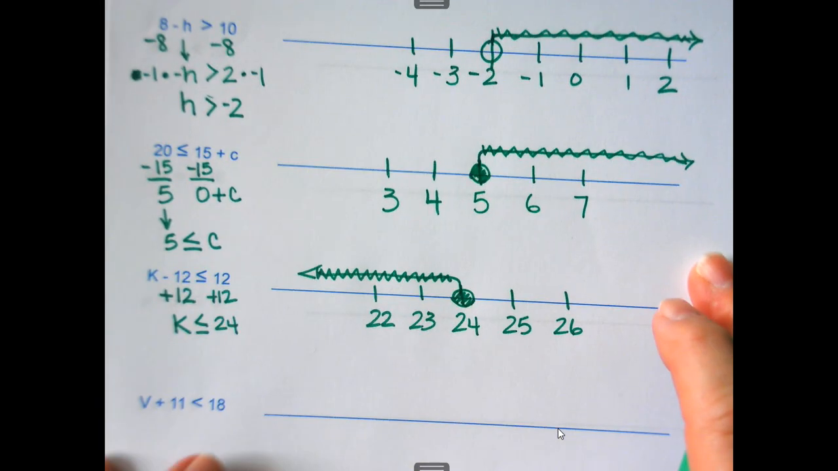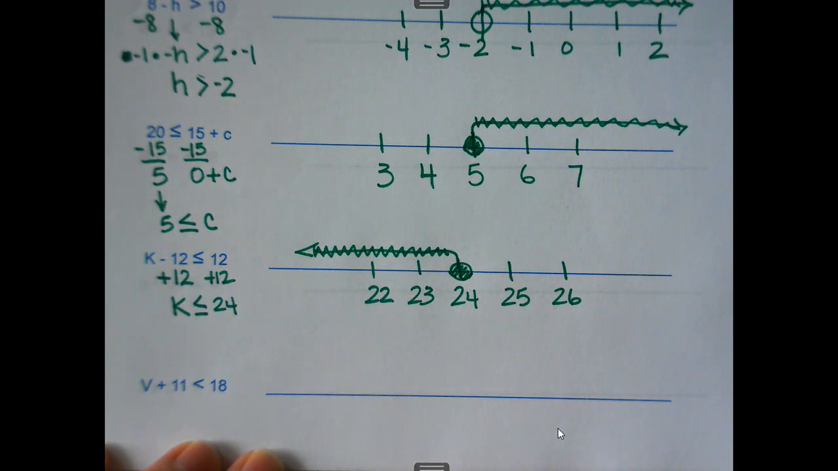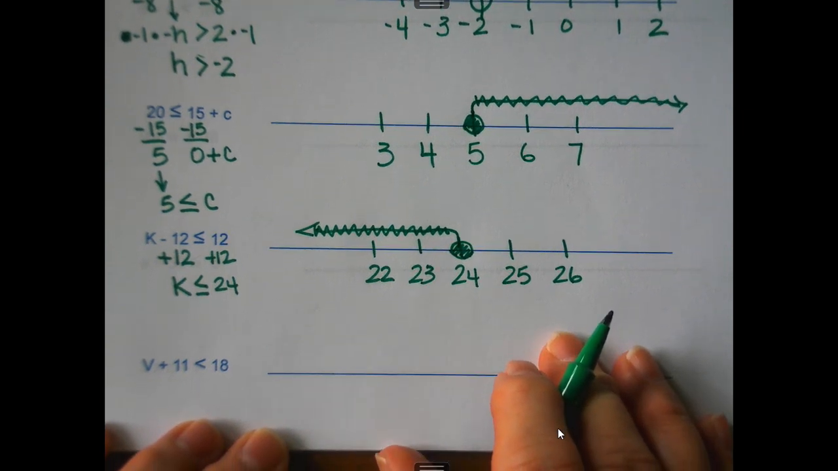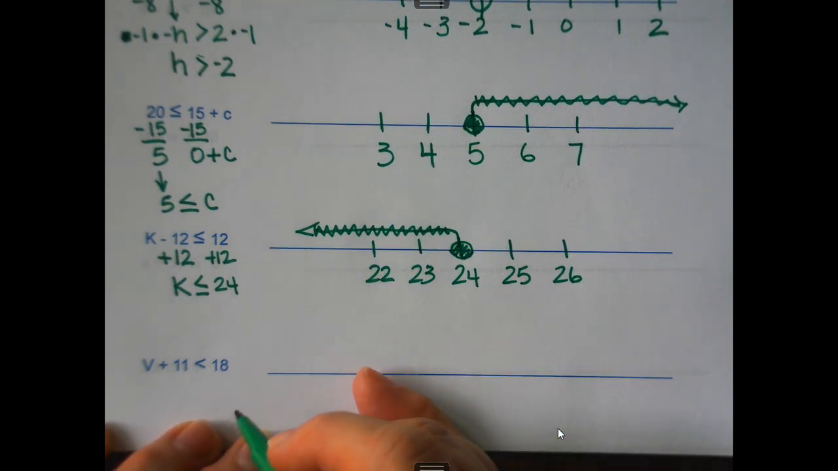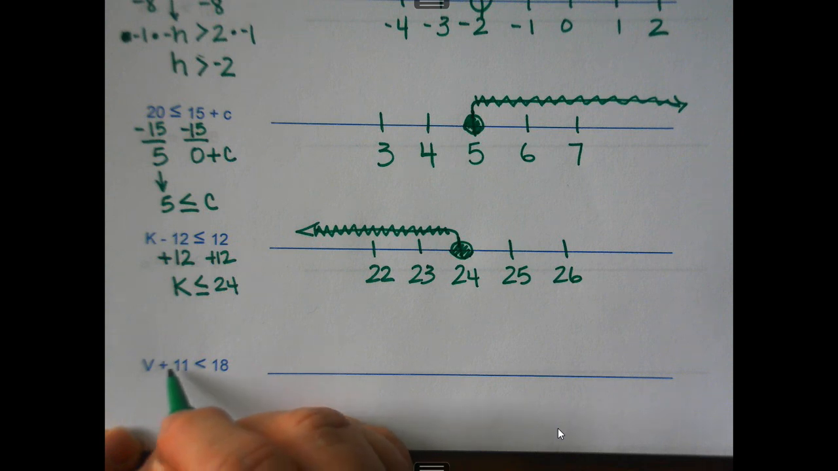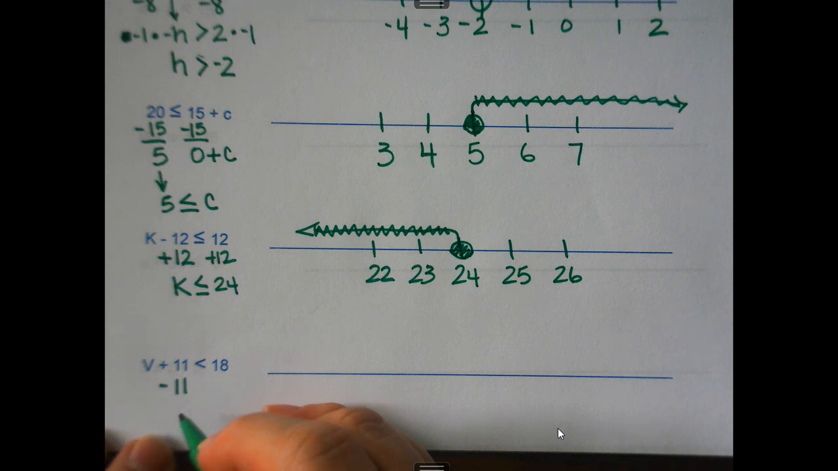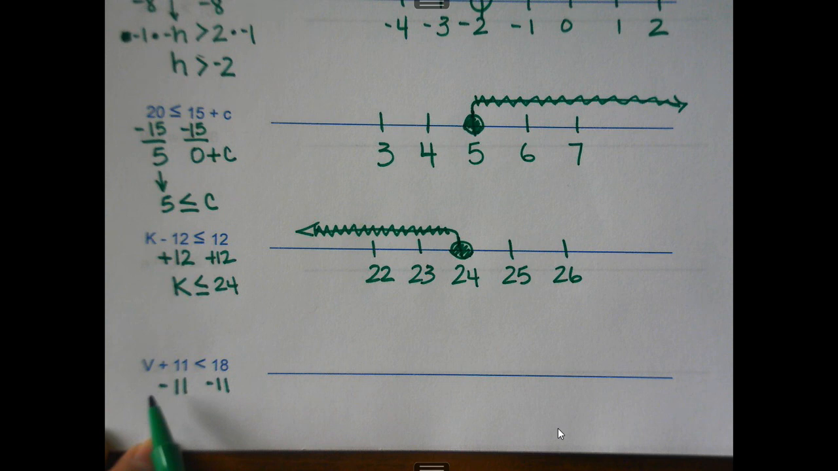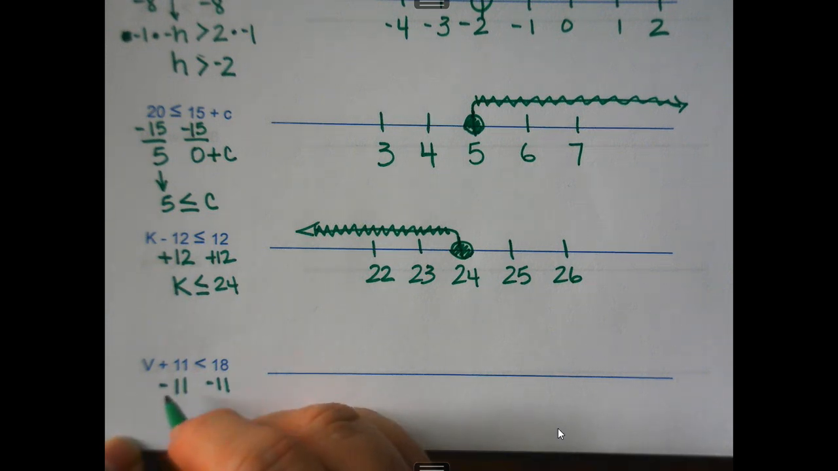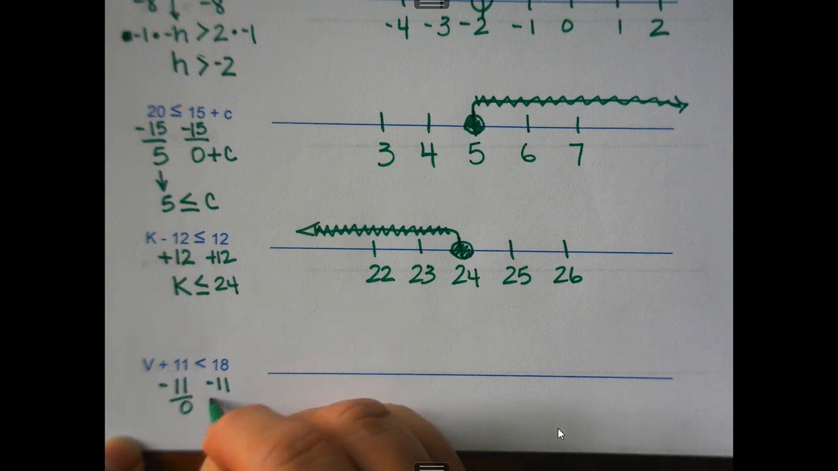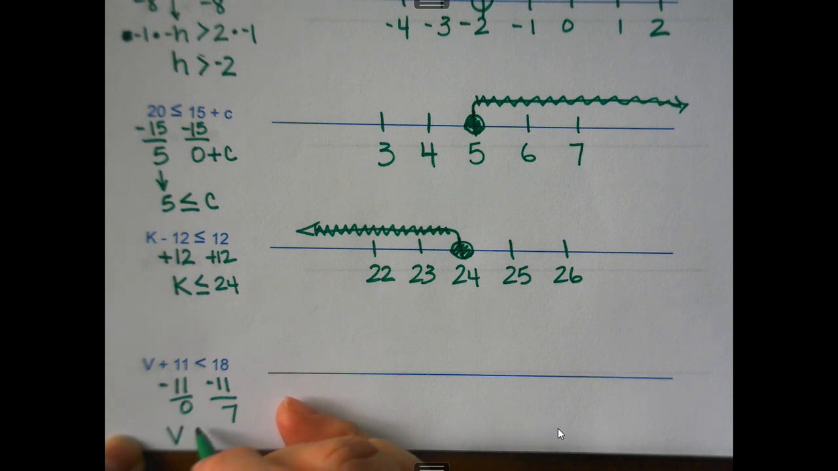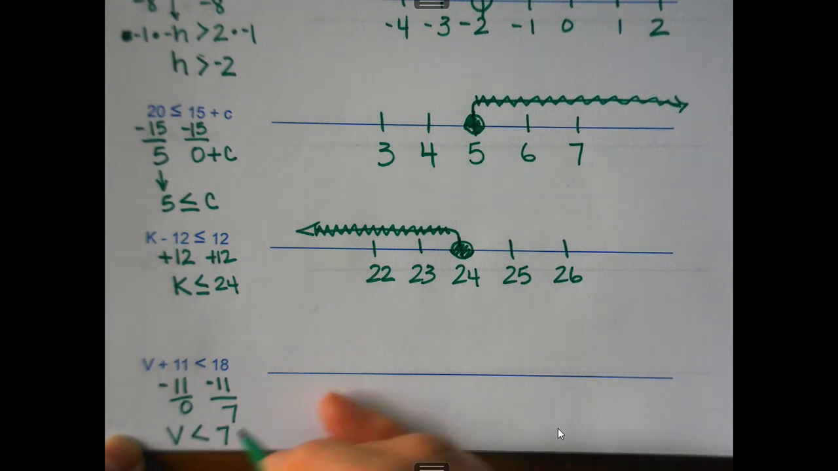The next problem, the last one that I'm going to do with you, is v plus 11 is less than 18. This is plus 11, so in order to make it disappear and get the letter V by itself, we're going to take 11 away from both sides because we have to balance the equation. And this ends up being 0, and this ends up being 7. So I have V is less than 7.